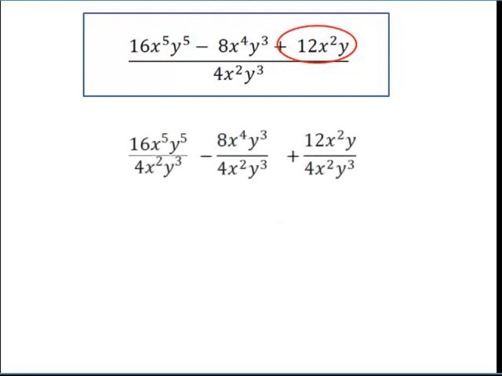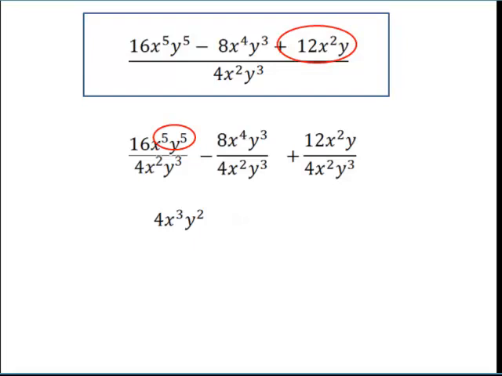We return to our problem, and we will simplify the first expression we see. 4 into 16 is 4. We saw that x to the fifth over x squared is x cubed, and similarly, y to the 5 over y to the 3 is y squared in the numerator, because the 5 is bigger than the 2 and the 3, so there were more factors of x and y in the numerator than there were in the denominator.